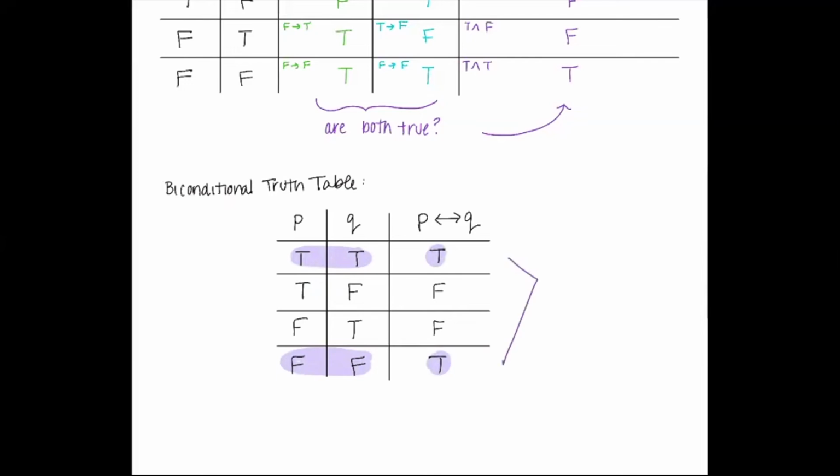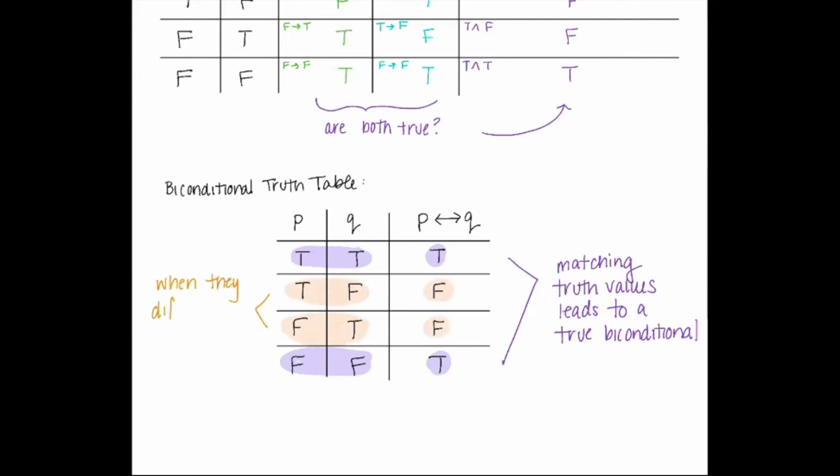So ultimately, when they match in truth value, it's a true statement. Matching truth values lead to a true biconditional. It doesn't matter whether they're both true or both false, as long as they match. When they're different, so these are different truth values, we get a false statement. So when they differ, the biconditional is false.